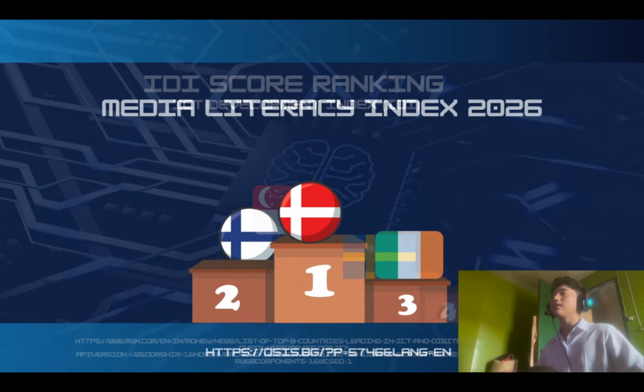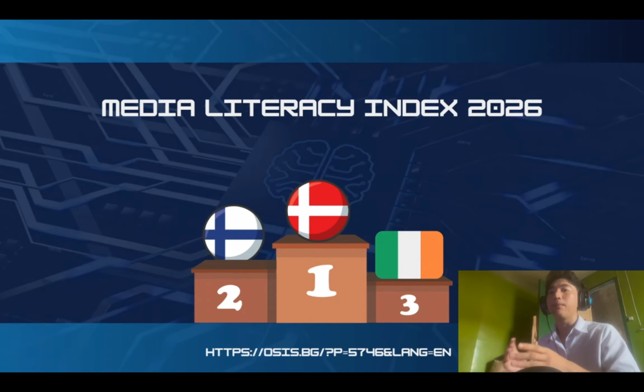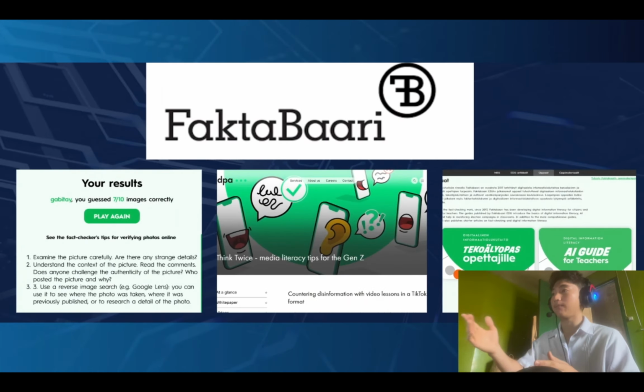Now, let's take a look at the Media Literacy Index 2026. So, the context for this study is that it was located only in Europe. And it basically measures a country's resilience to misinformation, their trust in the government, and many more, which helps them become media literate. And in here, Finland is ranked second. Now, let's take a look at an example of their information literacy resources.